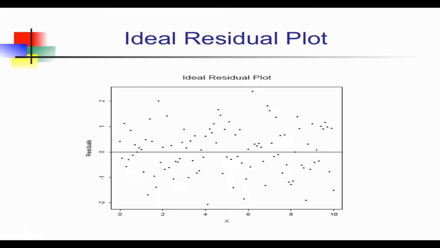So this is an ideal residual plot where you have no nonlinear trend, no curvature, no impact from previous or later observations, and you have constant variance.